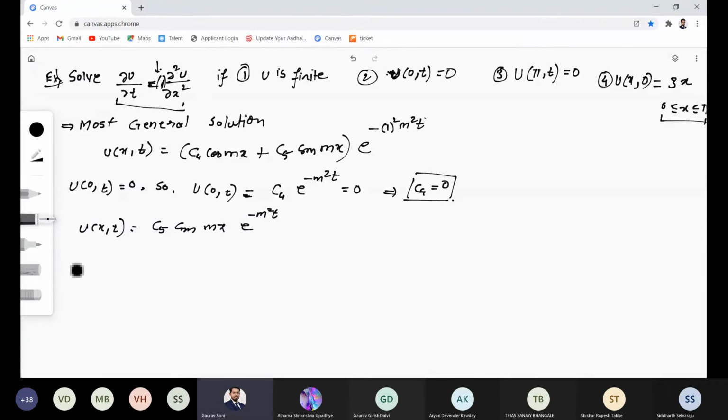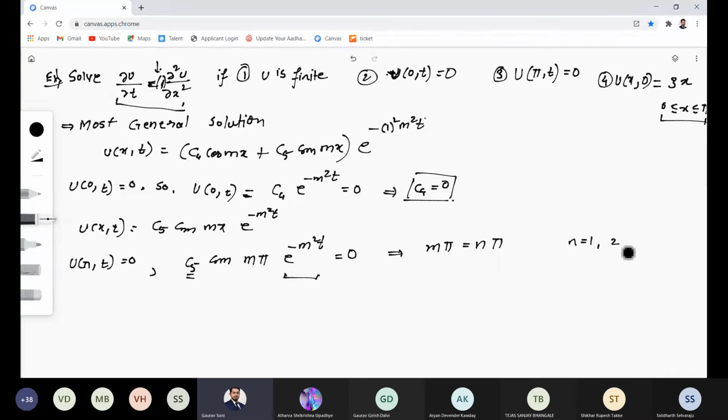Now use the second condition, u of pi comma t is 0. That is going to be c5 sine of m pi e to the power minus m square t. This is 0. So c5 cannot be 0. e to the power minus m square t is never 0. So this implies m pi is equal to n pi, where n is running from 1 to infinity. So what we have is m equal to n.